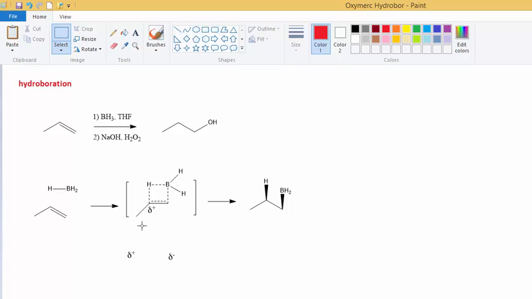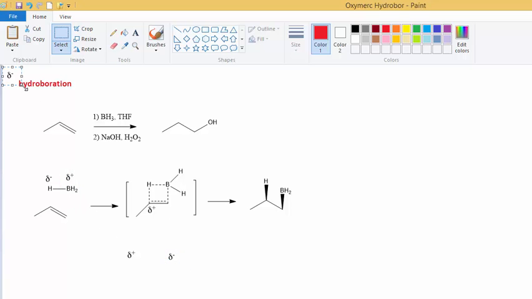Okay, what about the borane molecule? Well, if you actually look up in your electronegativity tables, you'll find out that this has the very strange property where the hydrogen is actually more electronegative than the boron. So what happens is that the hydrogen, for the first time in a long time, is going to have the partial negative charge, and the boron is going to have the partial positive charge.